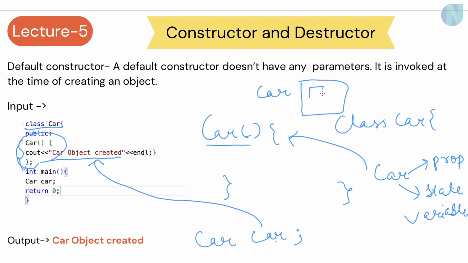So by default if there are any state variables, they would be having the value as null, and the properties would also. So by default the objects would be having the value as null. So if you want to initialize all the state variables at the time an object is being created, we can use the parameterized constructor. So basically this was all about the default constructor.